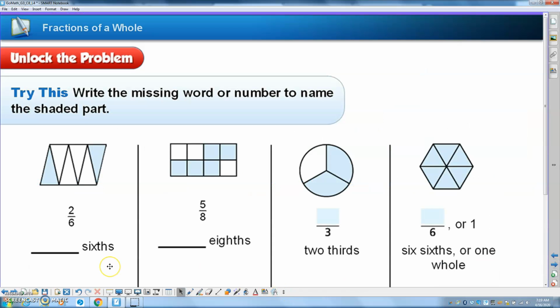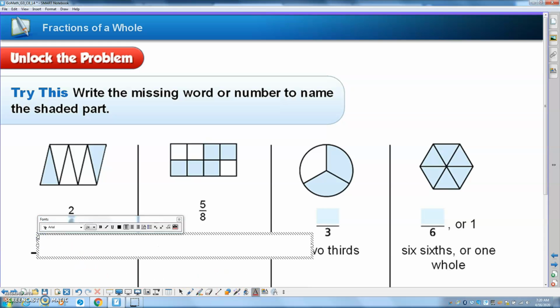So looking at these shapes, we have 1, 2, 3, 4, 5, 6 equal parts. So each one of these parts is 1/6. If we have 2 1/6 that are shaded, then we have 2/6, or written out as words, 2/6.